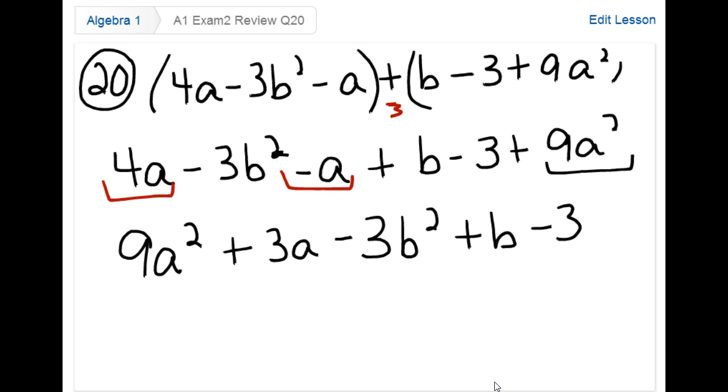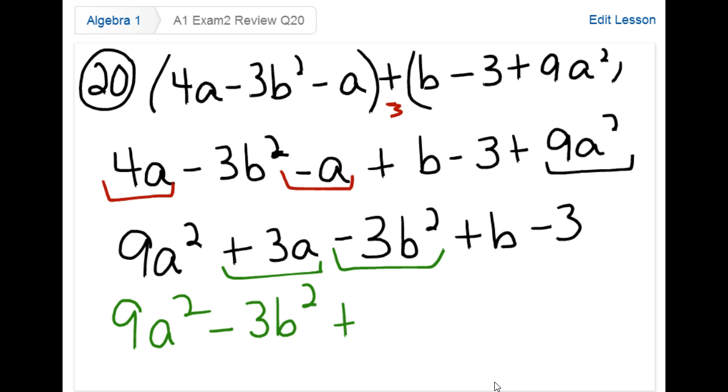Okay, if you look at the answers that are available in the choices, this doesn't match up exactly. They have the b squared coming next. So let me just write it that way. So 9a squared, then they have the b squared as the next term. So minus 3b squared plus 3a plus b minus 3. And that is answer D.